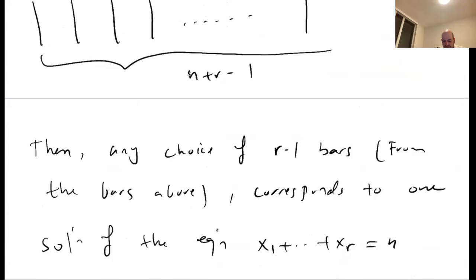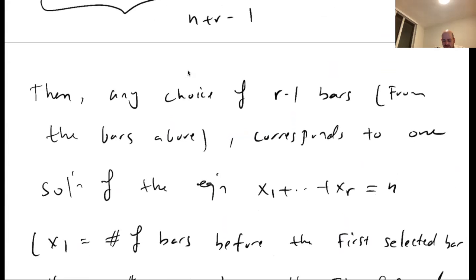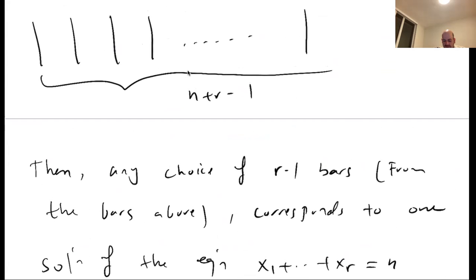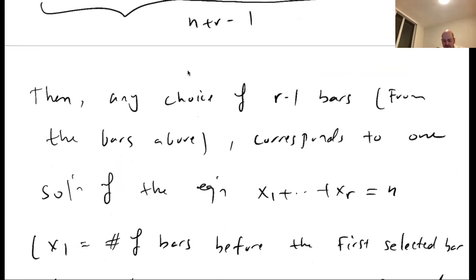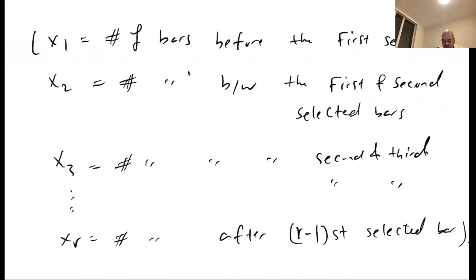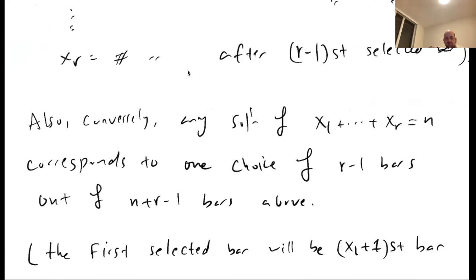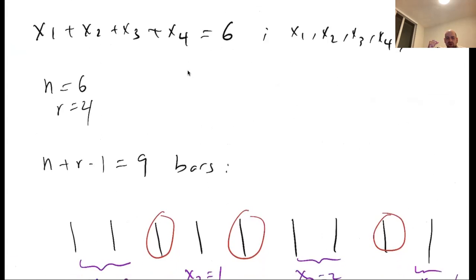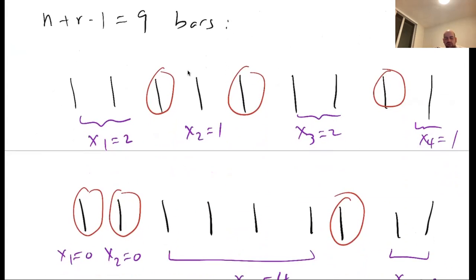See, we said that any choice of r minus 1 bars from the n plus r minus 1 bars above corresponds to one solution of this equation, where x1 is the bars before the first selected bar, x2 between first and second, and so on. We also said that if you fix the choice of r minus 1 bars out of n plus r minus 1 bars, then you will have a solution. Conversely, if you fix a solution for this equation, that solution also corresponds to choosing r minus 1 bars out of n plus r minus 1 bars.